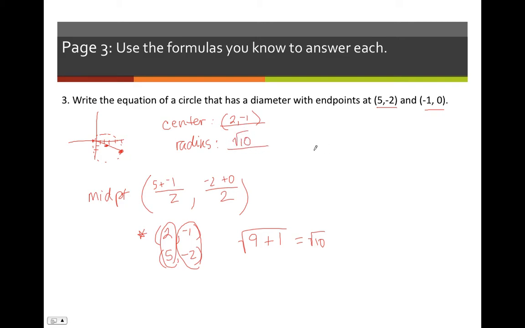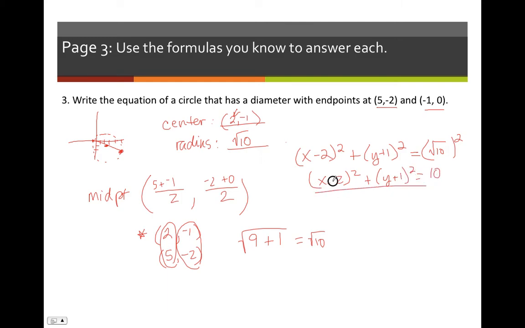When I write this in the equation form of a circle, I'm going to have x minus 2 squared, because that's my h coordinate, and then y plus 1 squared equals my radius squared. And my radius squared here, I could just as easily write it as just 10. So x minus 2 squared plus y plus 1 squared equals 10. So this is the final answer.